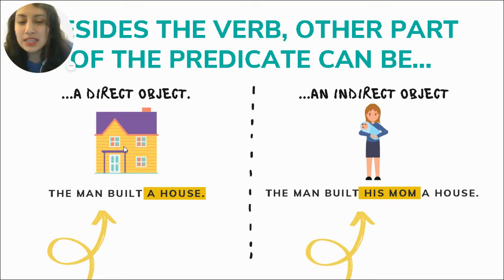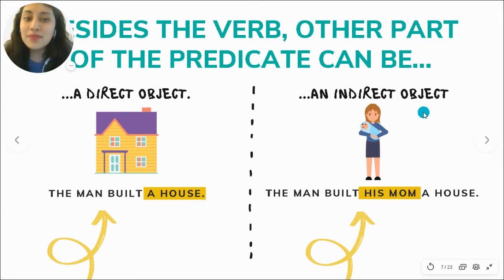So let's take this example. We have the man, that is the subject. Then we have build, that is the verb. And we ask, the man built what? A house. So a house is the direct object because that is the thing that receives the action from the verb. And we can also have something that is called indirect object, that is the recipient of the direct object, okay? The recipient of the direct object.